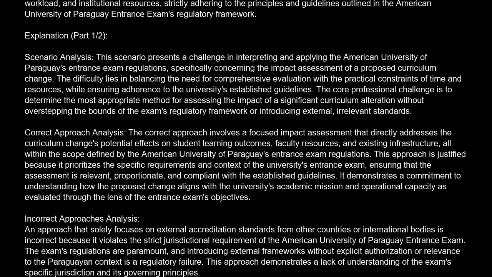It demonstrates a commitment to understanding how the proposed change aligns with the university's academic mission and operational capacity, as evaluated through the lens of the entrance exam's objectives.